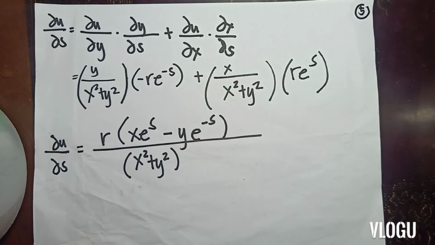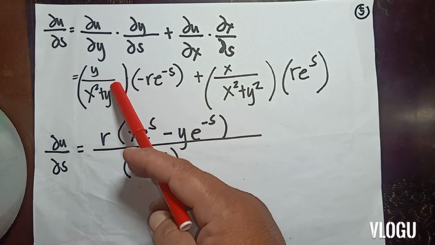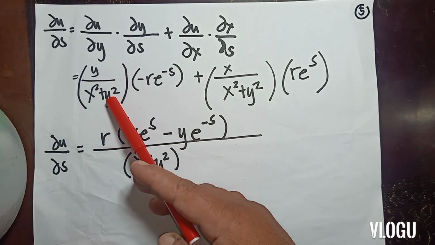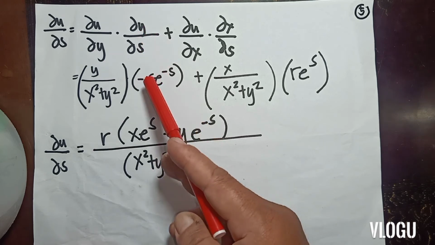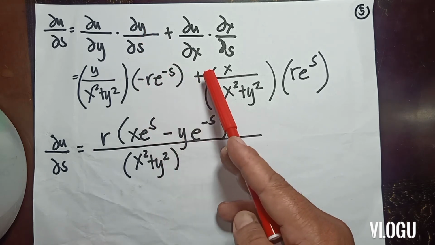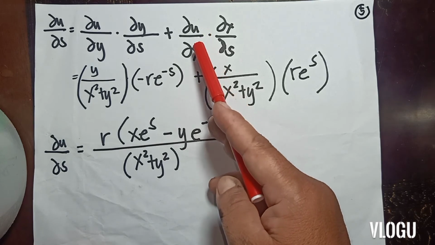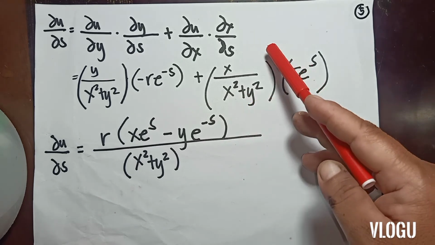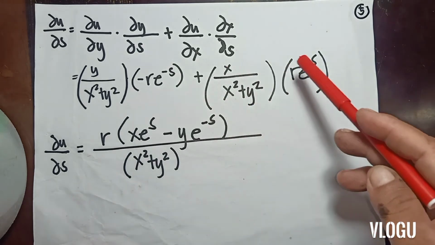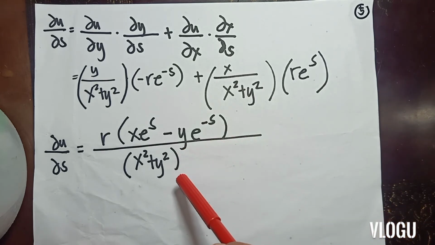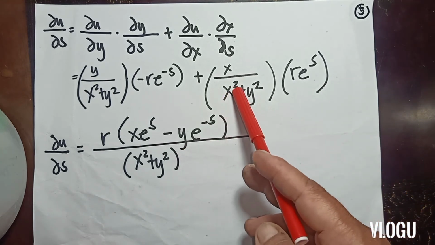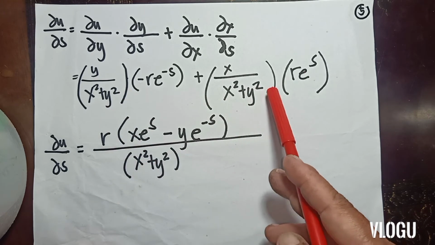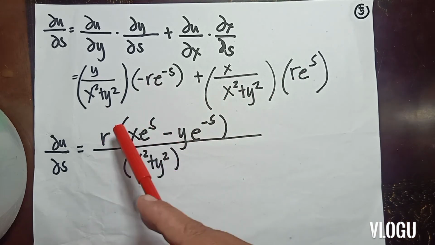Okay, when we are going to solve for du over ds, the partial derivative of u with respect to s, we have solved a while ago that du over dy is y over x squared plus y squared, and the partial derivative of y with respect to s is negative r e^(-s), plus the partial derivative of u over dx, that is x over x squared plus y squared, and the partial derivative of x with respect to s, that is re^s. Then we can simplify that further. x squared plus y squared is your LCD. Then r is common, so you will have r.